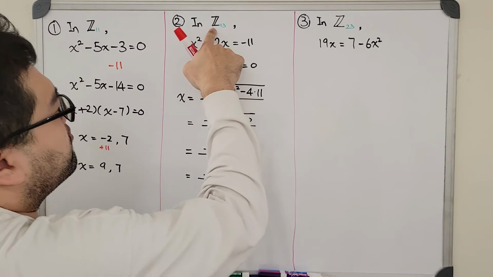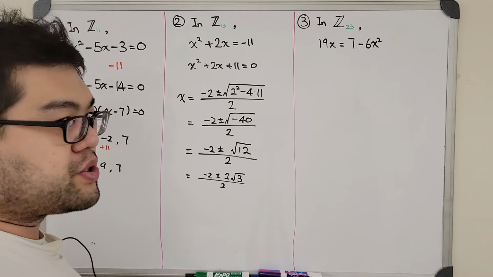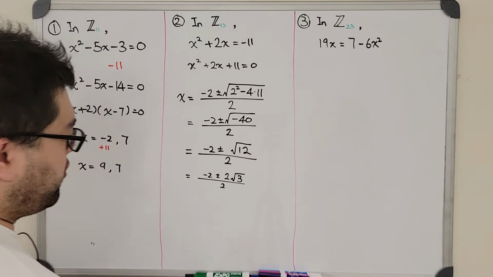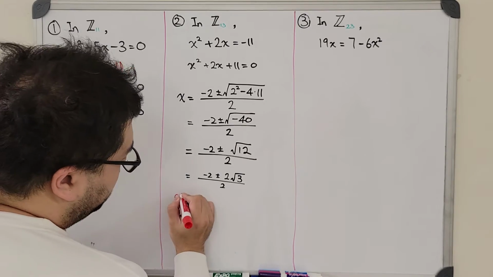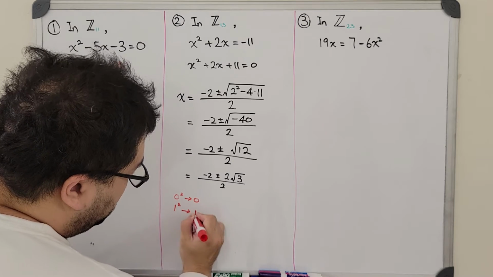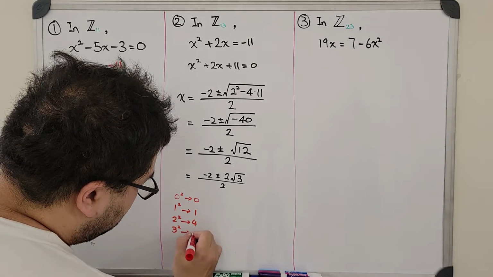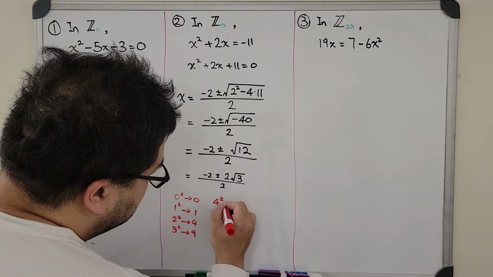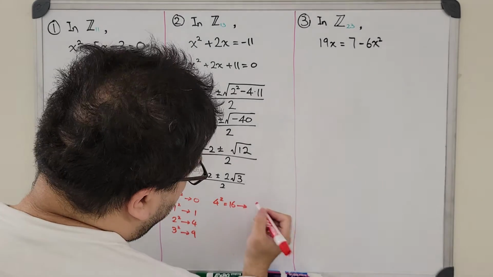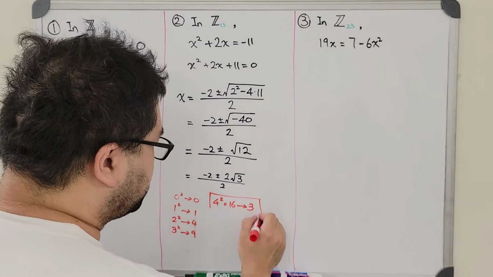Think of any possible number or any element in Z13, and then try to square it and find out which result is equal to 3. For example, if we pick 0, if we square 0, we will end up with 0. If we pick 1, 1 squared is 1. 2 squared is 4. 3 squared is 9. 4 squared is 16. But since we're doing it in mod 13, we will just reduce it and take the remainder 3. And here is one of the solutions.